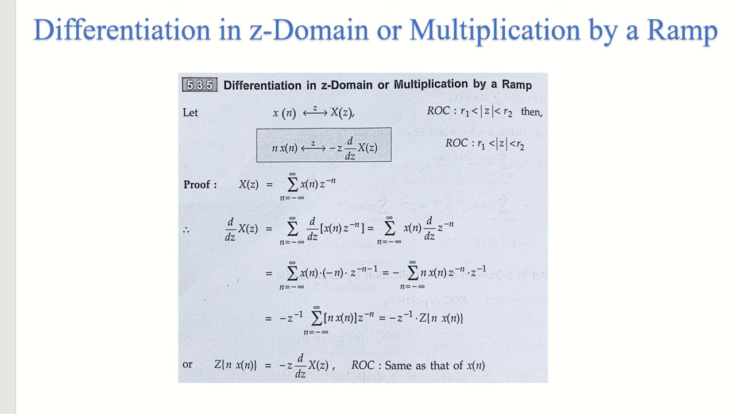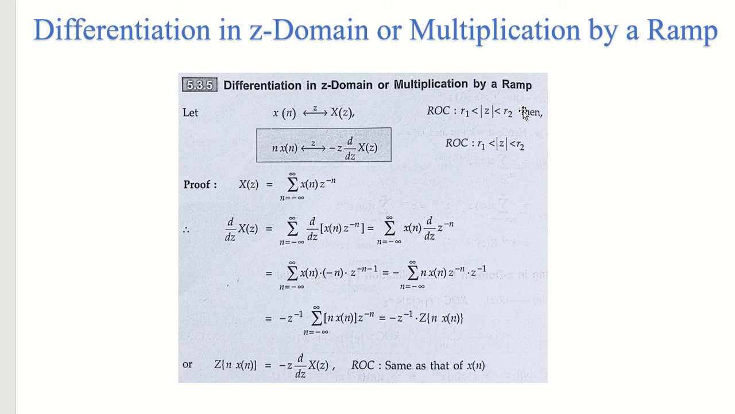So again, here what is happening? We are having a discrete time signal x of n, and the Z transform of that signal is x of z with ROC R1 less than z less than R2. And when we multiply the same variable, the same sample point, let's say n, with my signal, then the Z transform will change. What will be the Z transform this time? It will be minus z d by dz x of z with no changes in my ROC at all.